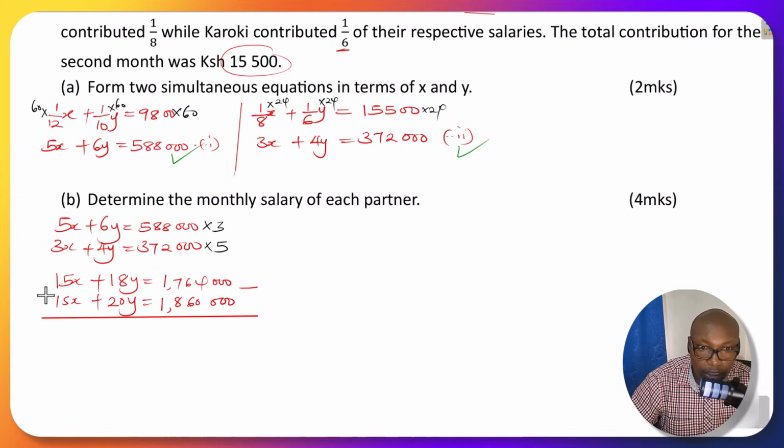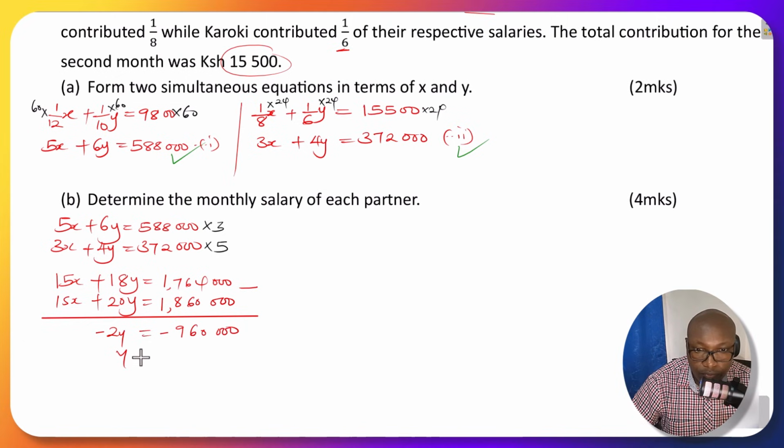We can subtract to eliminate x. So x will be eliminated. 15x minus 15x, that is 0. 18y, subtract 20y, that will give negative 2y, is equals to 1,764,000 subtract 1,860,000, that will also give negative 96,000.